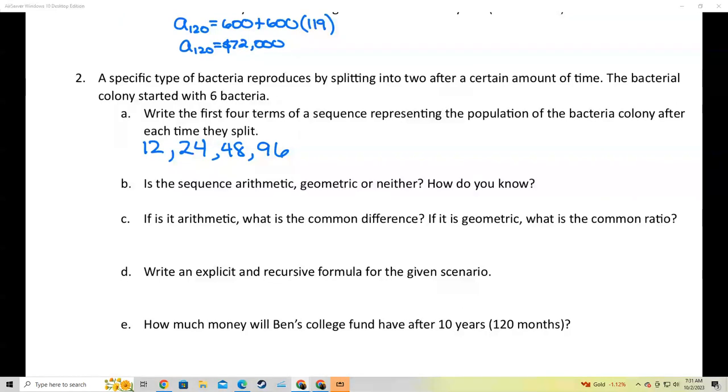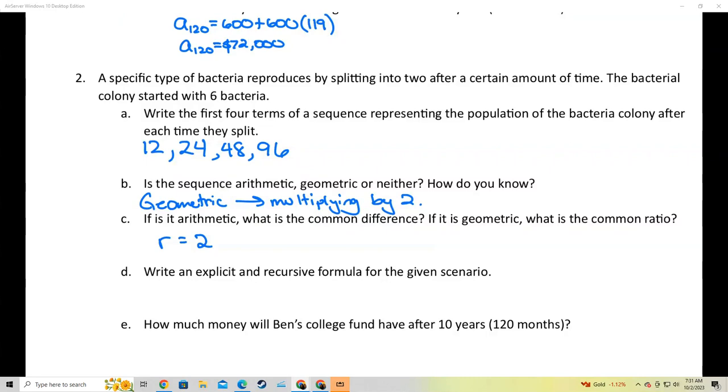Is the sequence arithmetic, geometric, or neither? How do you know? I know this is geometric because we keep multiplying by 2. Since it's geometric, then I don't have a common difference. I have a common ratio. Remember that the common ratio you use with the letter R, my common ratio is 2.